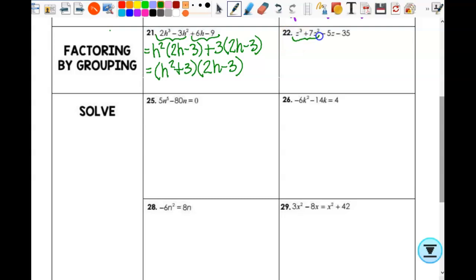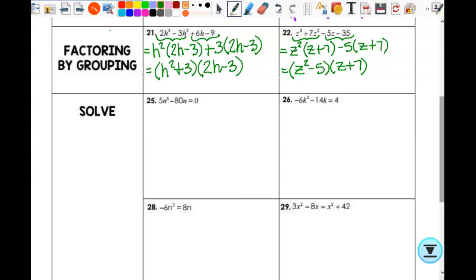But I can group these, right? And so out of these two, I can factor out a z squared. That leaves me with z plus 7. Out of these two, I can factor out a negative 5, which leaves me with z plus 7. So then I get z squared minus 5 times z plus 7. Can I factor any more? Nope, I'm done.